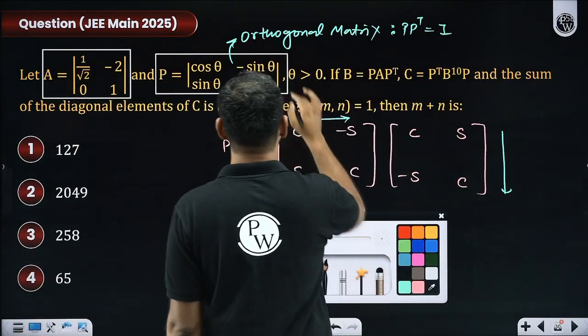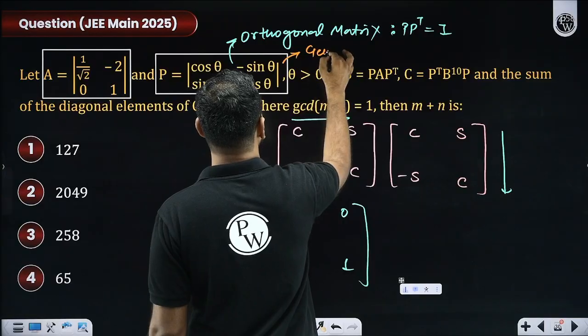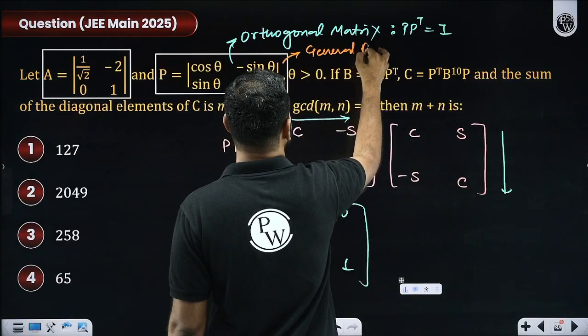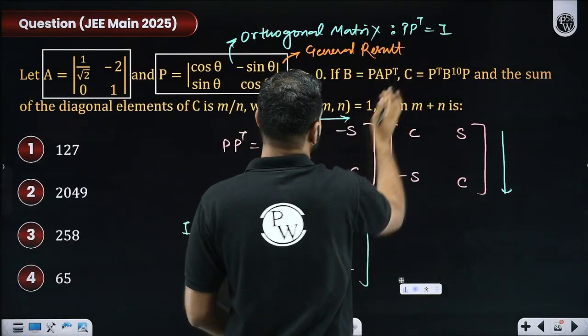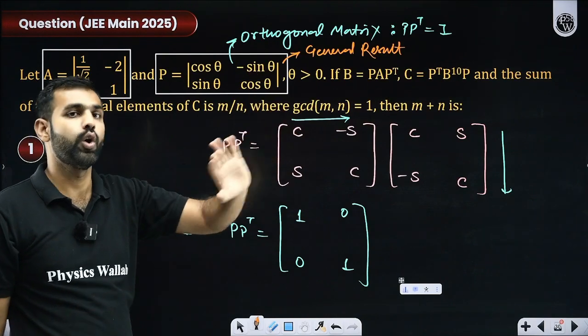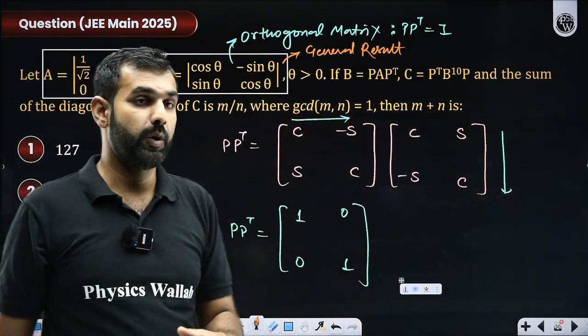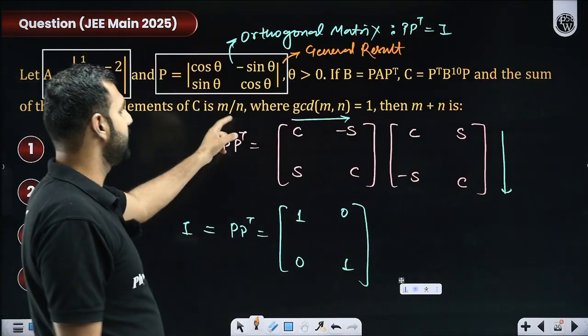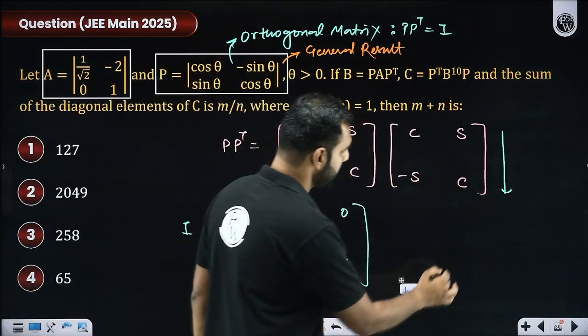Which general result? That the moment you see this matrix here, please don't invest your time in figuring this out. C minus S, S C will always be orthogonal. Sir, what do we mean by that? Let's say here instead of theta, they put some other value. I'm just giving you an example here.